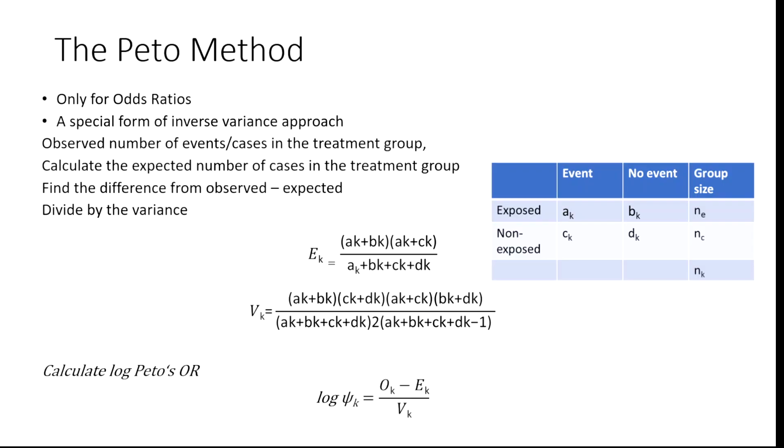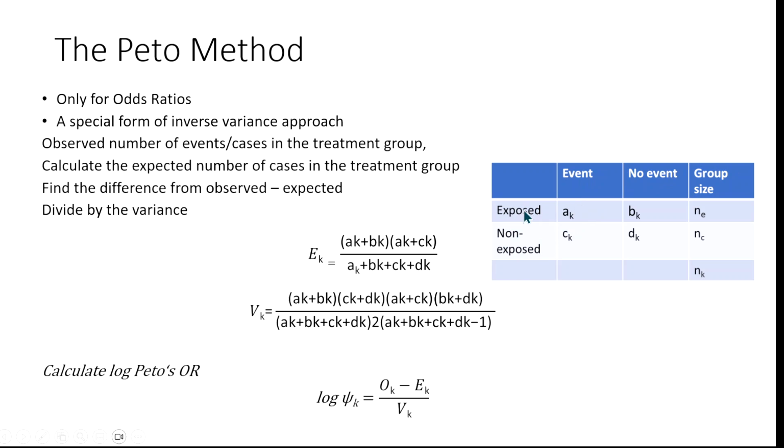The other one is the Peto method. The Peto odds ratio works only for odds ratios. You cannot use it for risk ratios or other ratios. It only works for odds ratios, and it uses a special form of the inverse variance approach. So what you do is, like here you have, as I said, the traditional 2x2 table. So you have the event and non-event, and then you have the exposed and the non-exposed group.